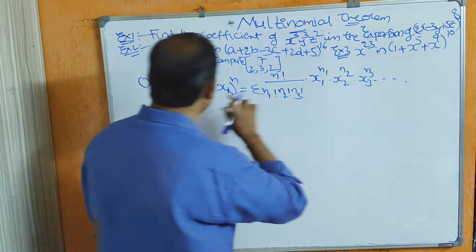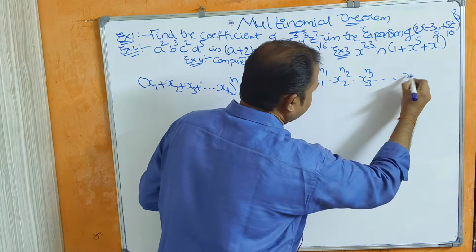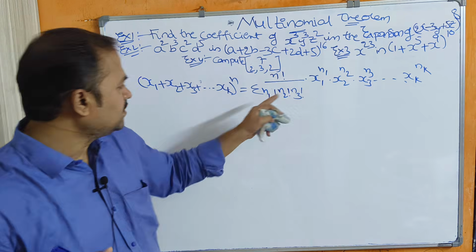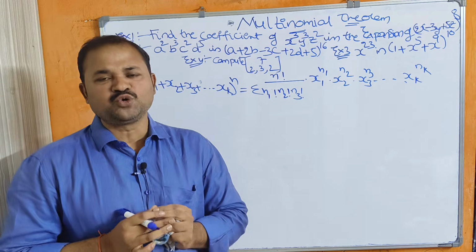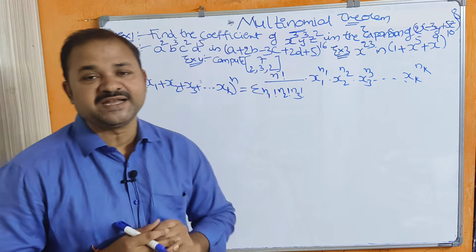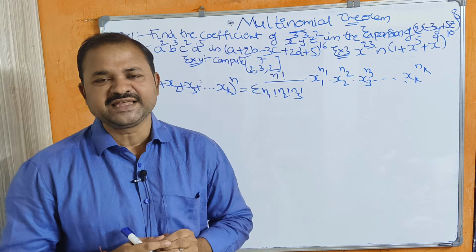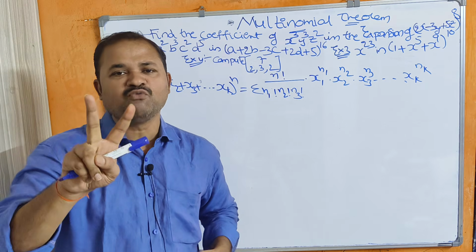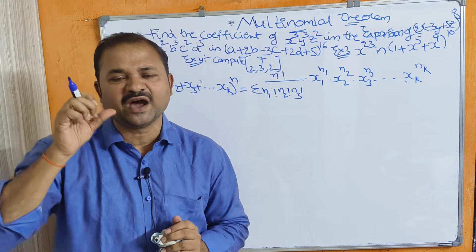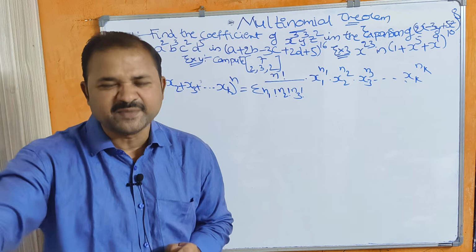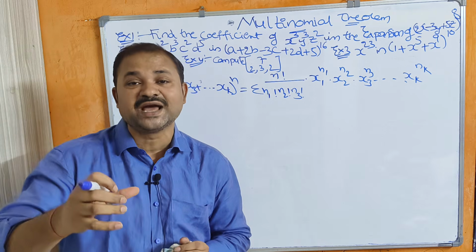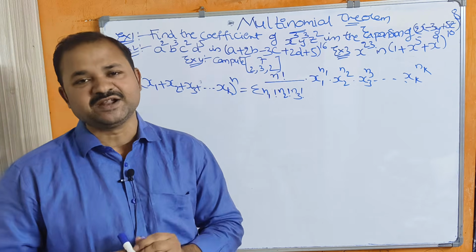and so on. What is the last term? xk power nk. So this is the multinomial theorem. Here we have two types of theorem. First one is the binomial theorem. Second one is the multinomial theorem. Binomial theorem is useful when we have only two terms, whereas multinomial theorem is for when we have more than two terms. So it may be 3, 4 or 5, depending upon the problem. When we have more than two terms, then we need to use the multinomial theorem.